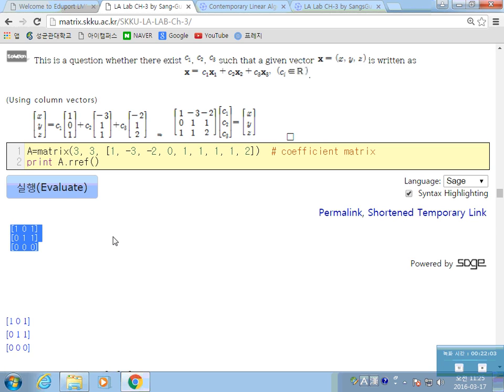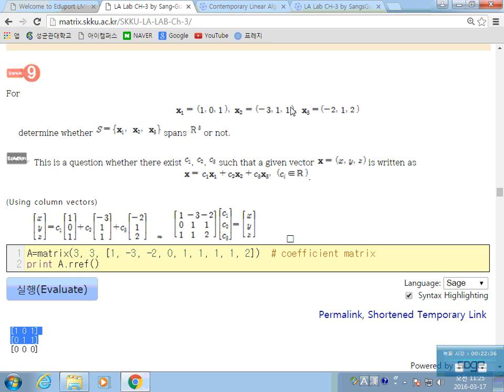What does this mean? This is a homogeneous system. We don't need to worry about this; we just think about this only. And here, what we found is we have one free variable. So we have infinitely many solutions. It's consistent. And we have one free variable here, and we have infinitely many solutions for C1, C2, C3. So what does it mean?